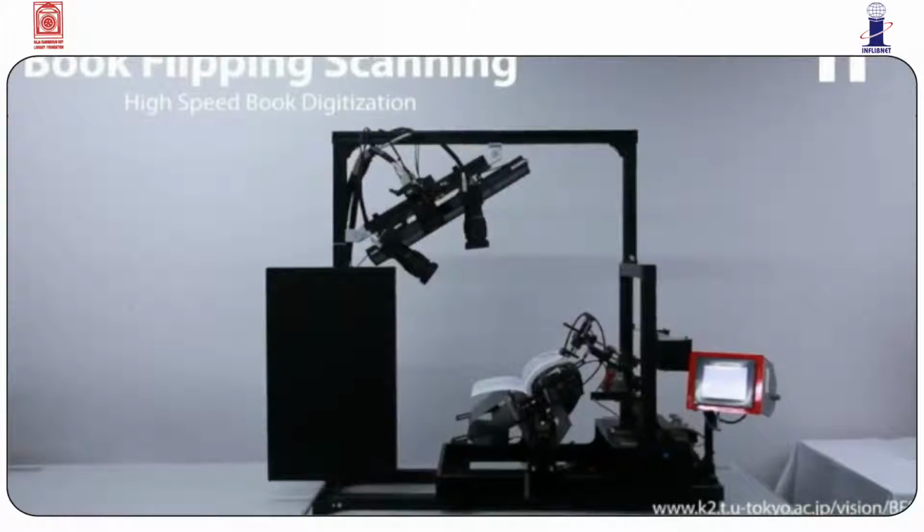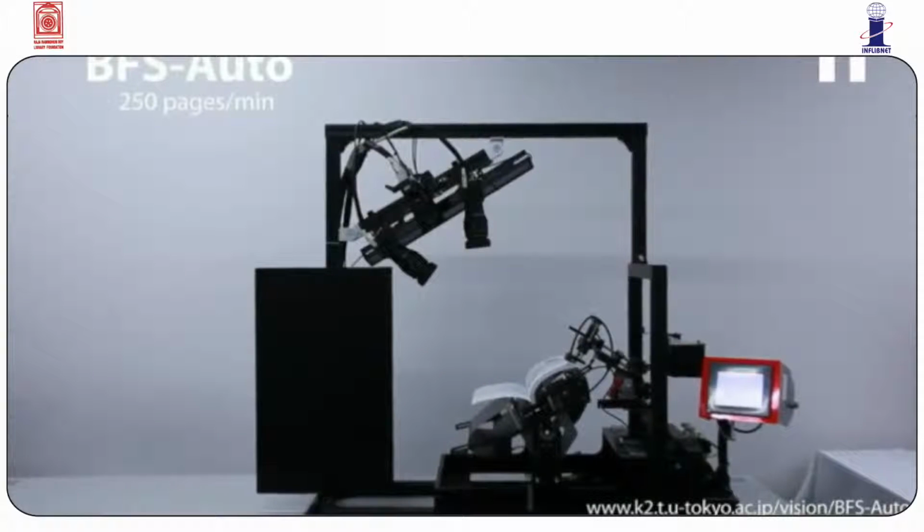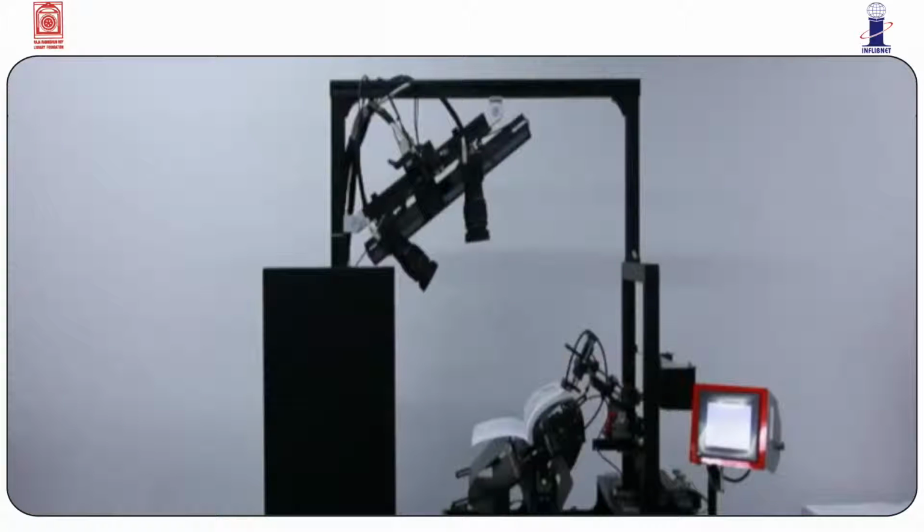Now, book-flipping scanning, how it is doing. This is the high-speed scanning, 250 pages per minute. Let us see another video, which is a high-end scanner. The cost is also very high. As you can see in the picture, there is a camera mounted, which is taking pictures with great accuracy and speed, which will be converted into images. And the book is kept down on a platform.